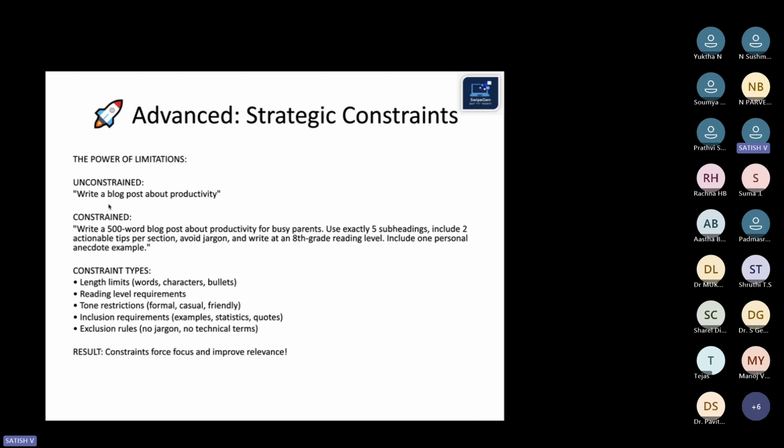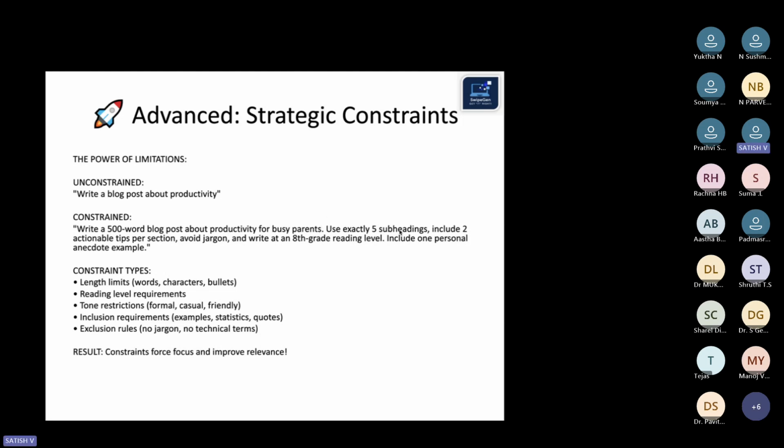We can also put some strategic constraints. Like if you see, write a blog post about productivity. If I just tell it about productivity, it will just summarize some random content from the internet, and it will give me 500 words or around 800 words of content. But if I give it in a more constrained way, I'm putting a constraint here: I strictly want a 500 word blog post on productivity for busy parents. So this is also a context.